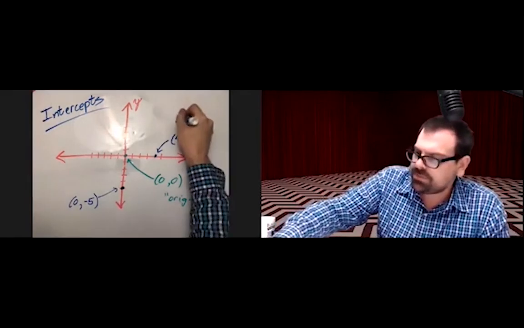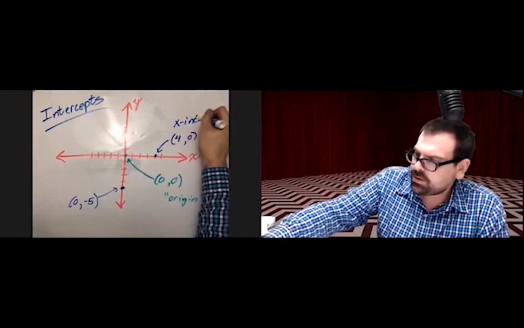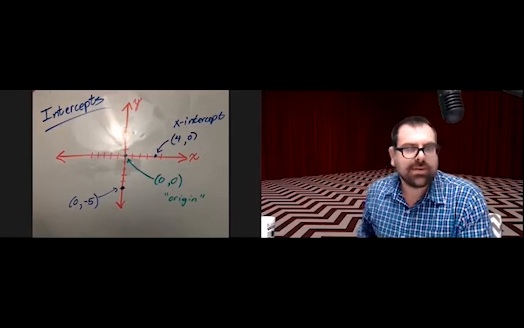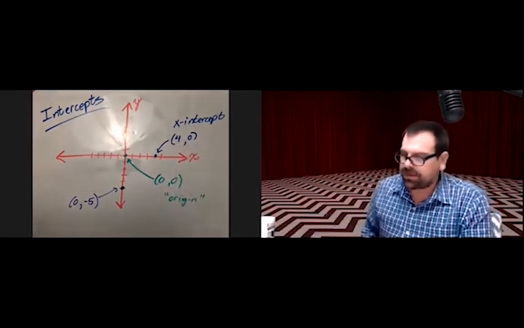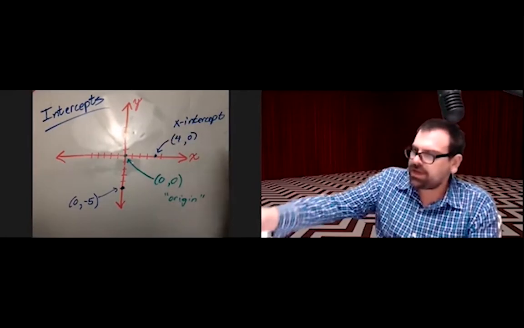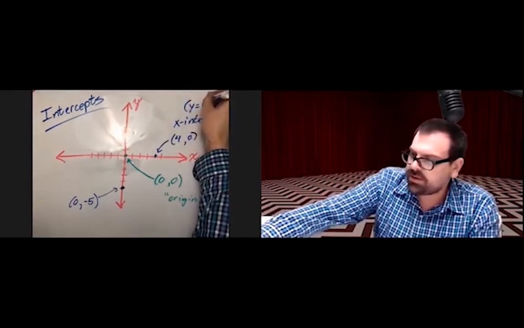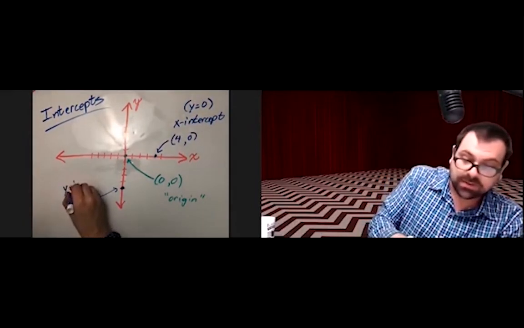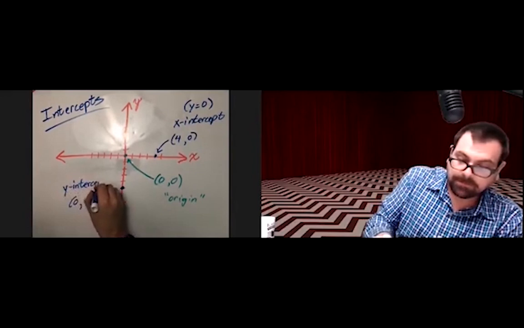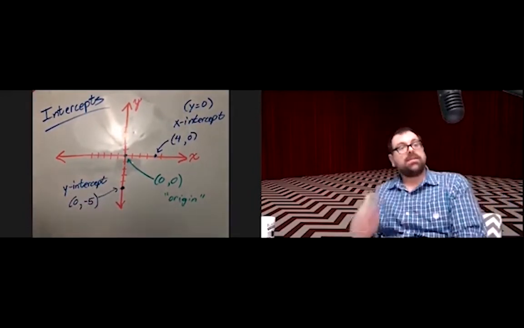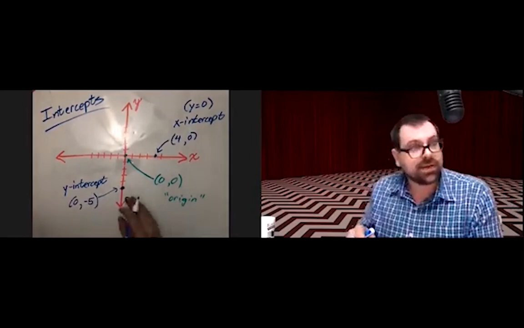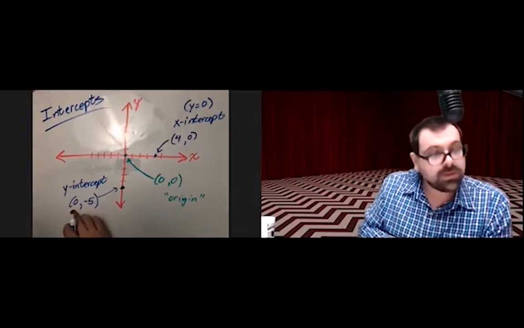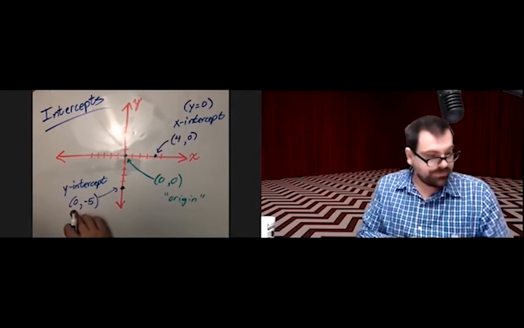An x-intercept intercepts the x-axis. It has a number for x, but a y of 0. So an x-intercept has a y of 0. A y-intercept intercepts the y-axis. It is on the y. It has a number for y, but an x of 0.